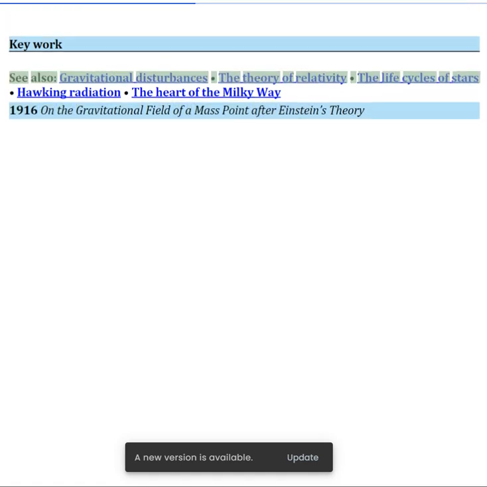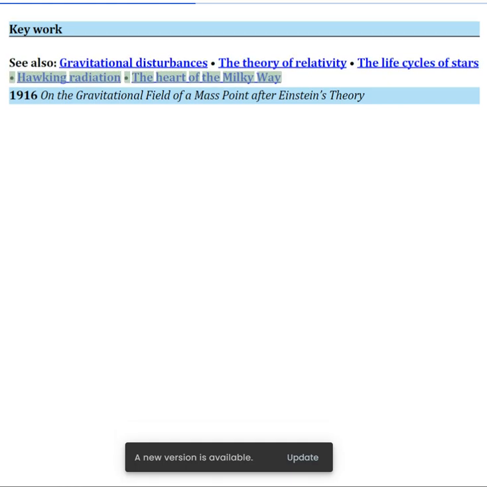Key work: 1916, On the gravitational field of a mass point after Einstein's theory. See also: gravitational disturbances, the theory of relativity, the life cycles of stars, Hawking radiation, the heart of the Milky Way.